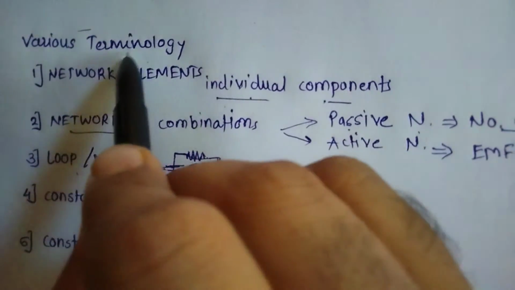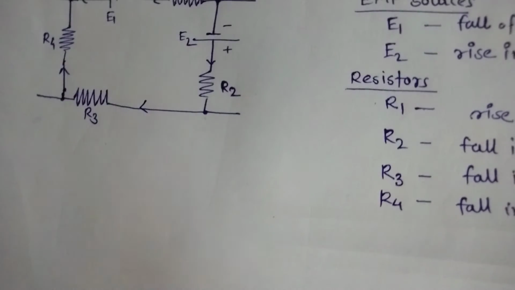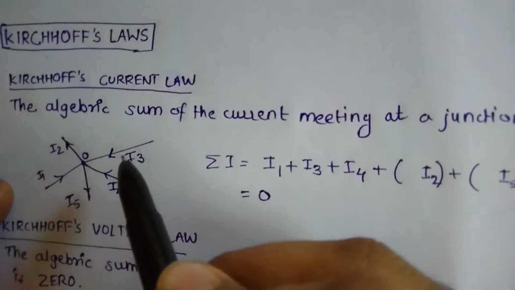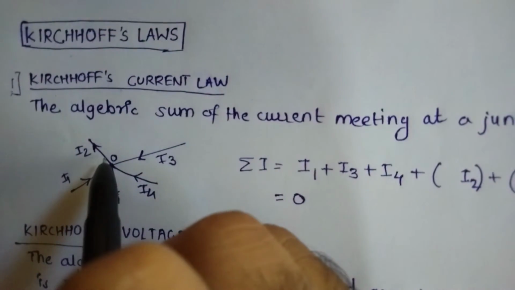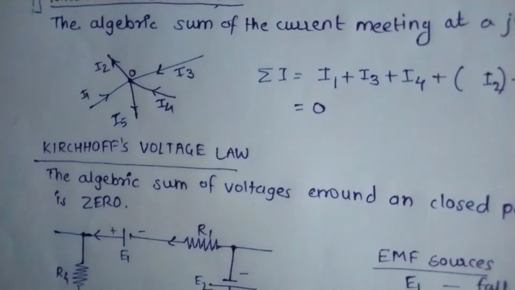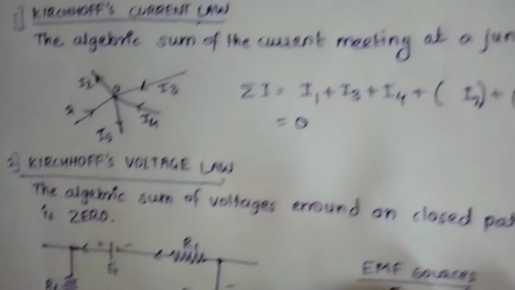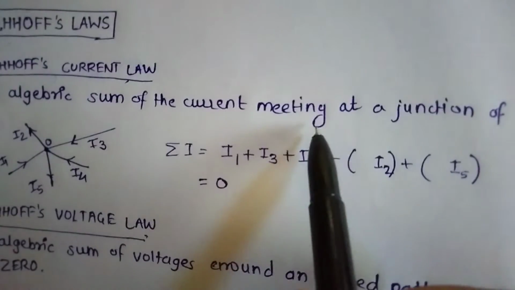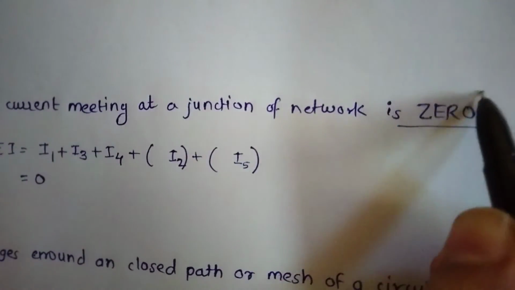So remember, these terminologies are important for Kirchhoff's law. Now we will move to Kirchhoff's law. Kirchhoff's law is of two types. First is Kirchhoff's current law, and another for voltage, which is Kirchhoff's voltage law. So what is Kirchhoff's current law? The algebraic sum of the currents meeting at a junction of a network is 0.